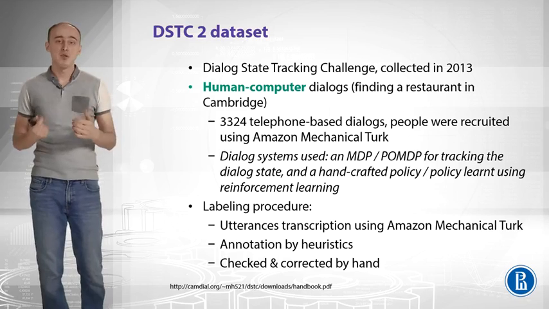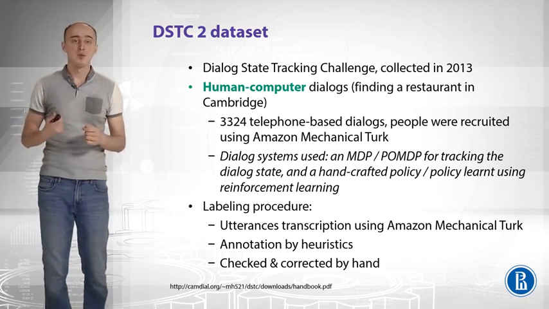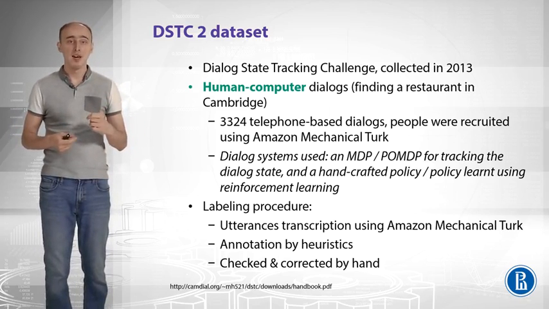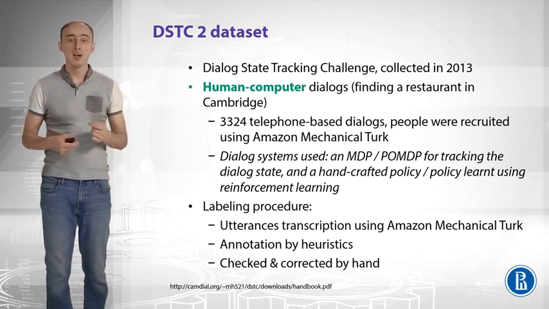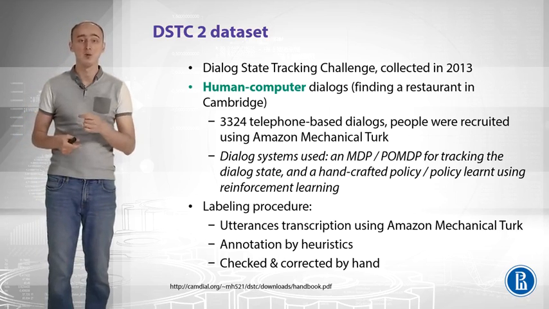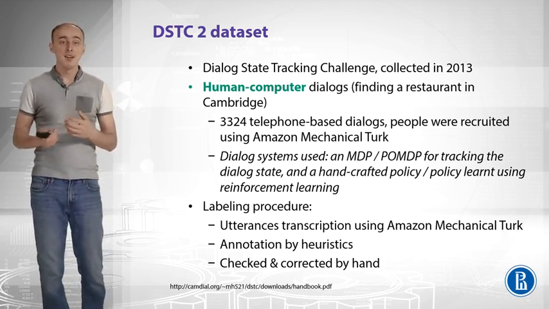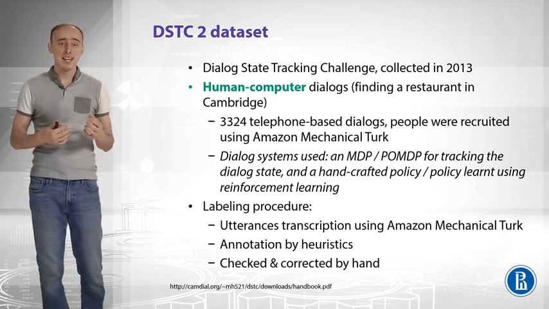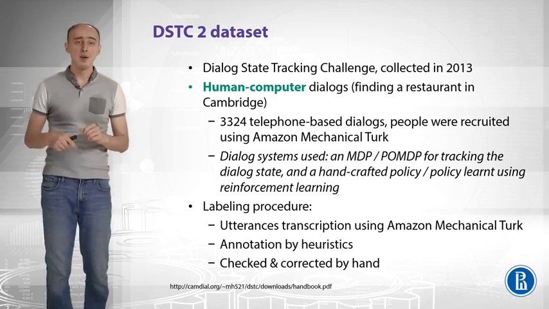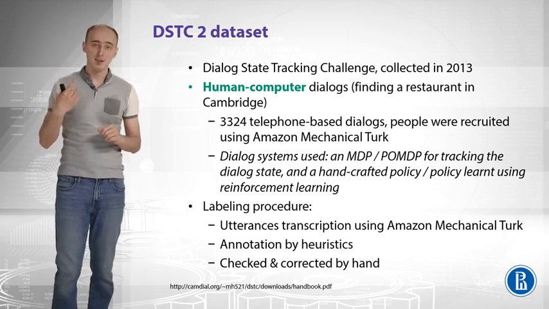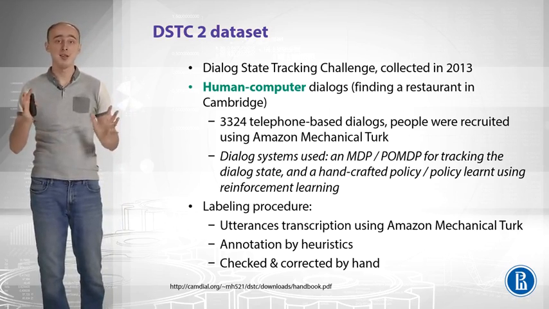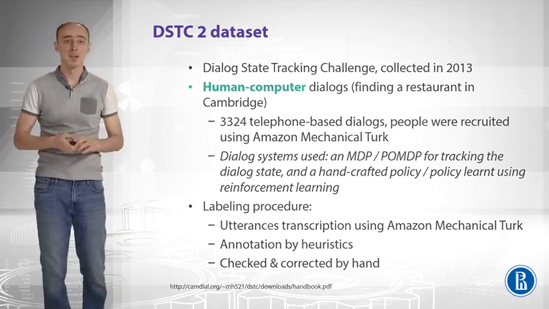The labeling procedure then followed these principles. First, the utterances that they got from the user, and that was sound, were transcribed using Amazon Mechanical Turk as well. Then these transcriptions were annotated by heuristics, some regular expressions. And then they were checked by the experts and corrected by hand. That's how this dataset came into being.